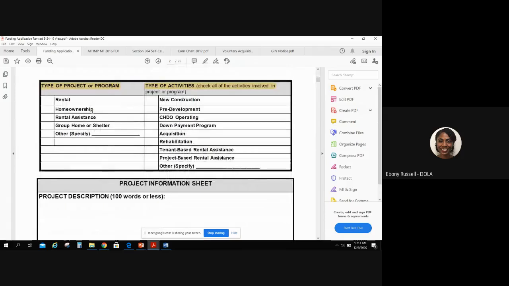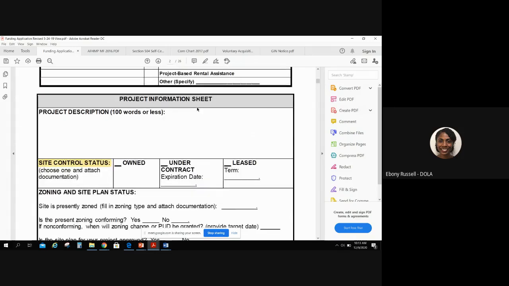The type of project will inform us on whether we're able to use CDBG funding. Like, we don't use CDBG funding for group homes or shelters. And the type of activity will inform us as well. CDBG funding can't be used for new construction.